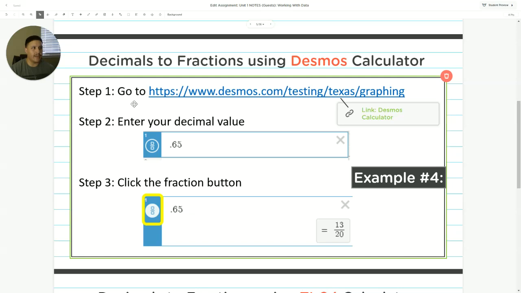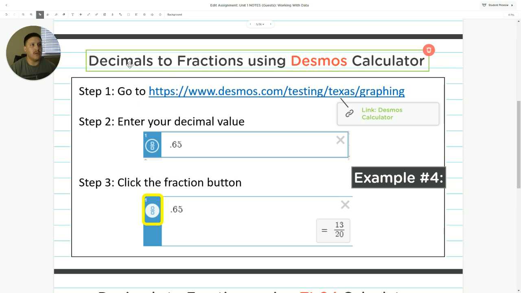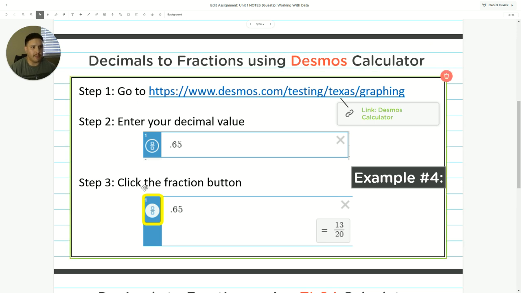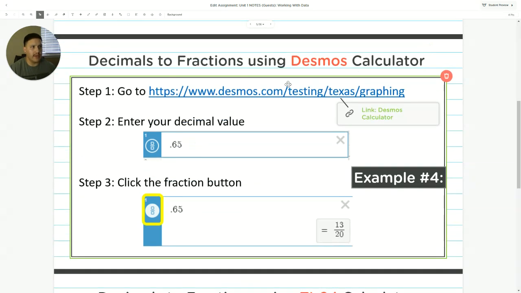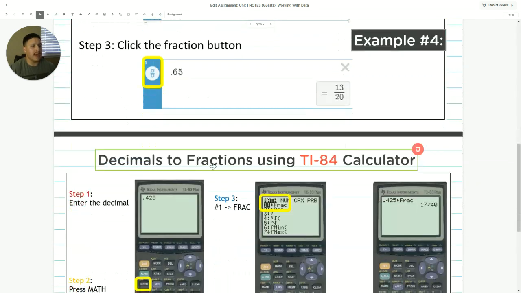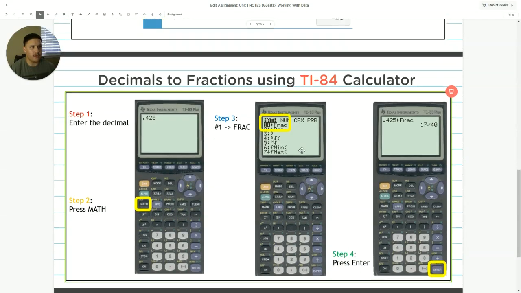Okay, now decimals to fractions. I'm going to be showing y'all 2 different ways to do this using the TI-84 and Desmos. If you ever forget how to do either one of these, I do have step-by-step instructions in the class notes that I have given to y'all. So just go to page 5 on the Unit 1 notes and you will see them when you scroll down, starting with Desmos, and then you'll see the TI-84 underneath.